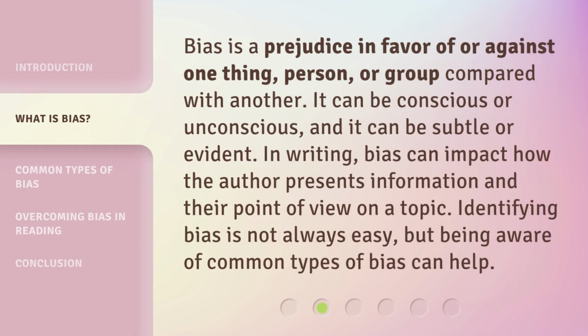Bias is a prejudice in favor of or against one thing, person, or group compared with another. It can be conscious or unconscious, and it can be subtle or evident. In writing, bias can impact how the author presents information and their point of view on a topic. Identifying bias is not always easy, but being aware of common types of bias can help.